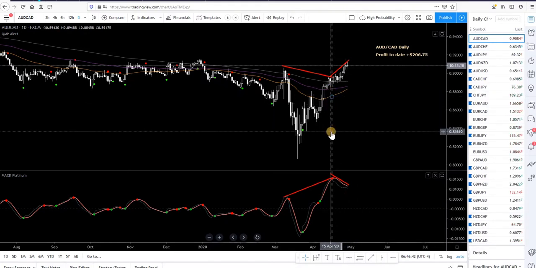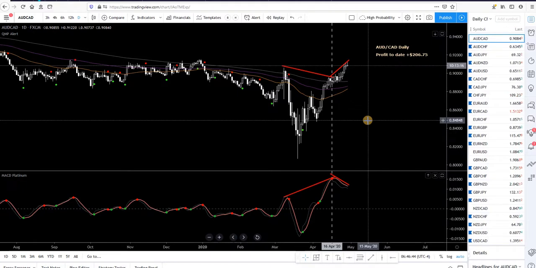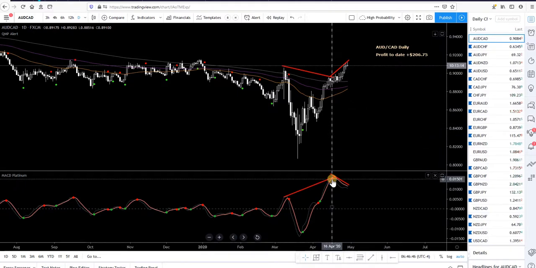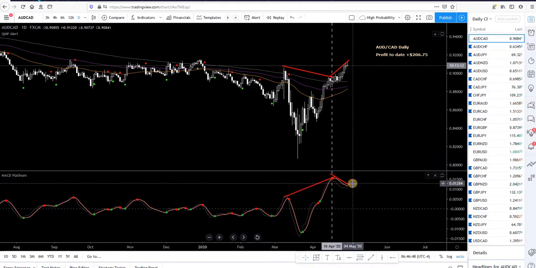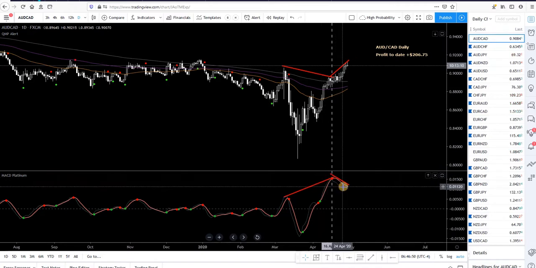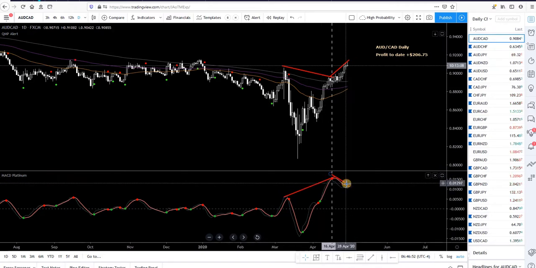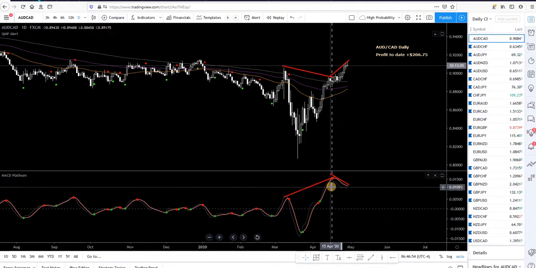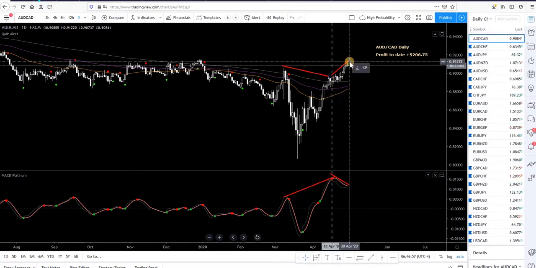Any grey vertical lines like that you see, it's just a warning signal. And in this case, it's a red dot on the MACD Platinum above the zero level. If it's above the zero level, I'm looking to sell. If it's below, I'm looking to buy. So in this case, I'm looking for a potential sell setup. Got a couple of divergences set up, so it would be a good signal if I get it.